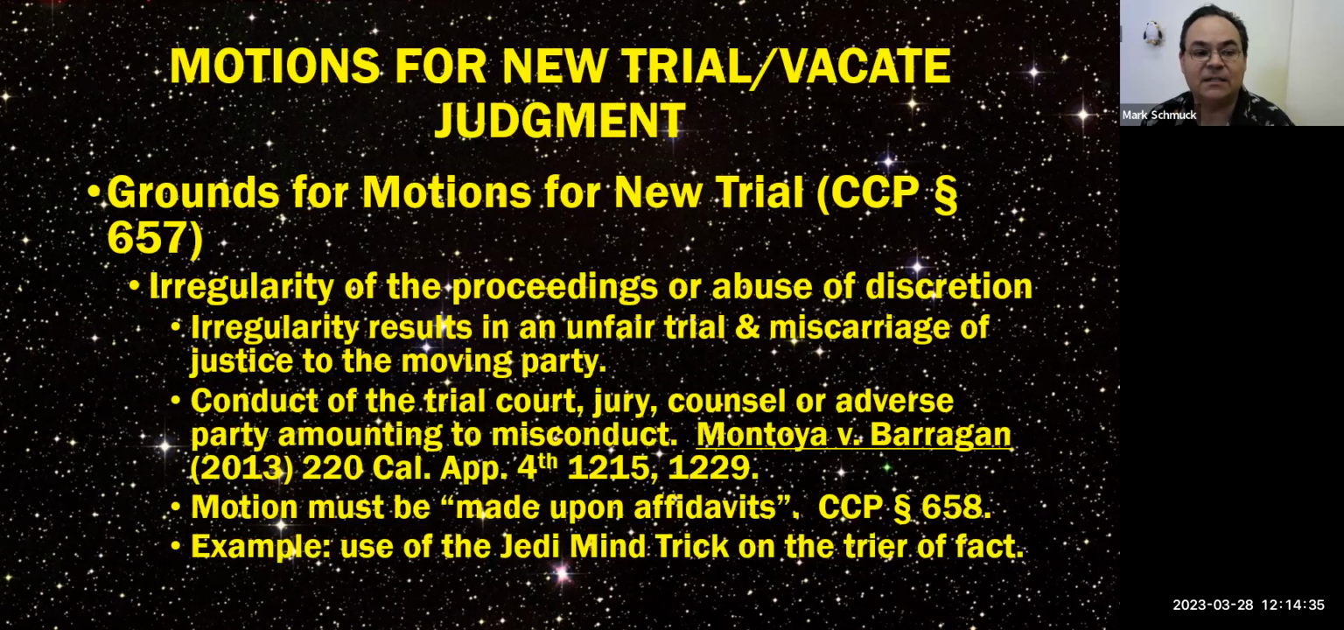It could be the conduct of the trial court, the jury, counsel, or the adverse party amounting to affirmative misconduct could justify the granting of a motion for a new trial. Now, in filing a motion for a new trial, the motion must be made upon affidavits. That means you must supply your own evidence separate and apart from what was seen at the trial or admitted into evidence at trial in order to convince the court that a new trial must take place.